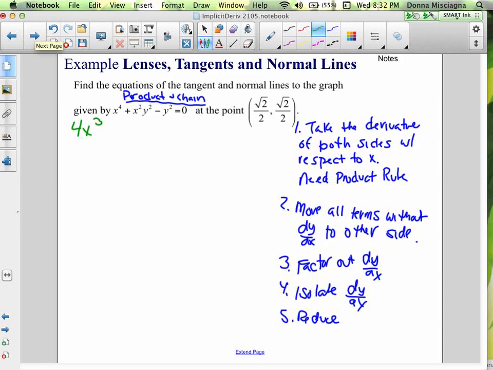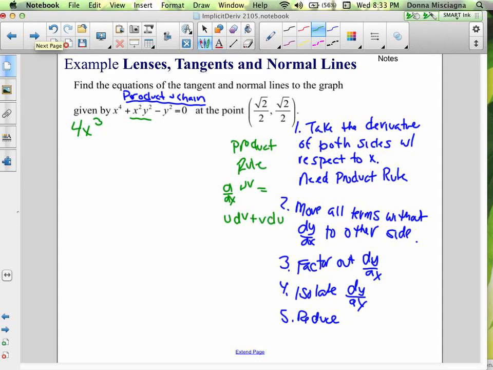Derivative of x squared y squared. So now that one's going to be a product rule. Let me write that off to the side over here just to remind you of the product rule. If we have a product, uv, that derivative is going to be the first times the derivative of the second plus the second times the derivative of the first.